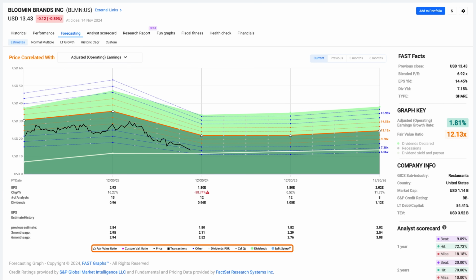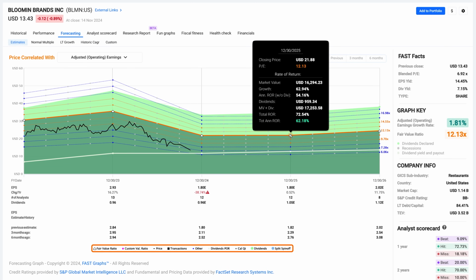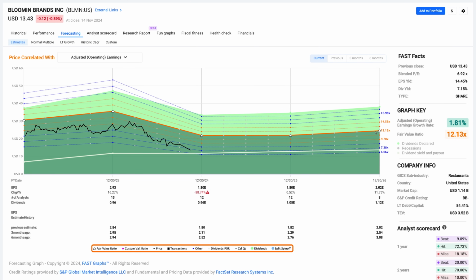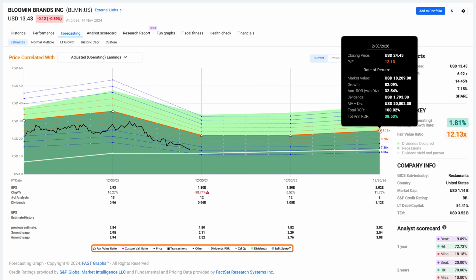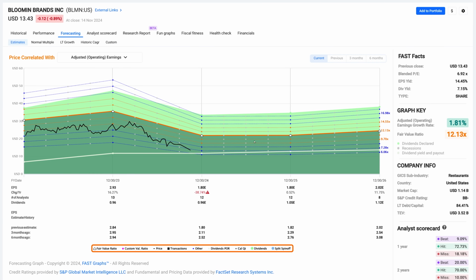But here's what I want to point out. With this low growth rate, the formula that FastGraphs uses to calculate fair value gives it a fair value multiple of about 12.13 times earnings. Okay, that's a very low multiple. If it were to achieve that multiple on this level of earnings from today's stock price, we'd be looking at a 62% gain by the end of 2025 and an annualized rate of return of 38.5% by the end of 2026. So there is an opportunity here based on valuation.